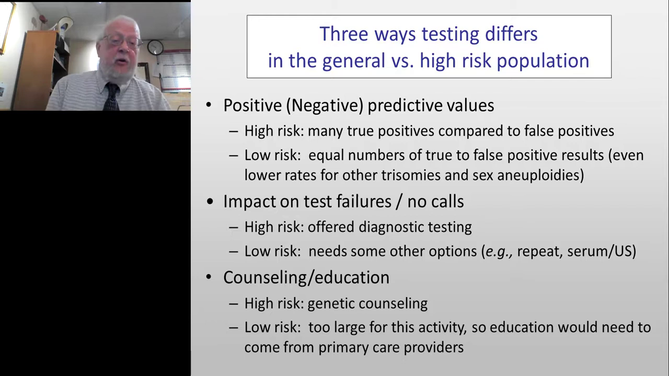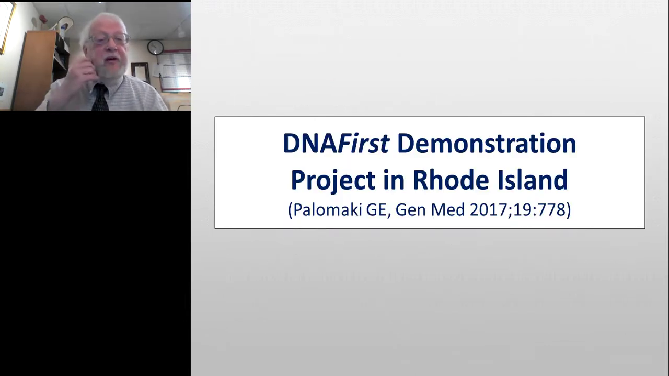In the high risk, those women are likely already seeing a genetic counselor or a genetic specialist. In the low risk, there are simply too many people in the general population. The initial counseling and description of the test and whatever, I think would really have to come from primary care providers. And that was the point of a study that we did in Rhode Island. I'll just show you a little bit about that.